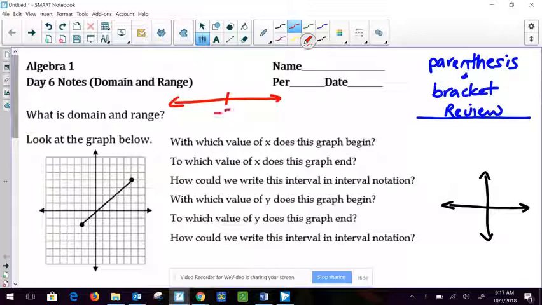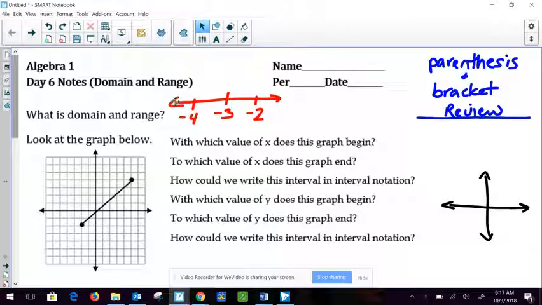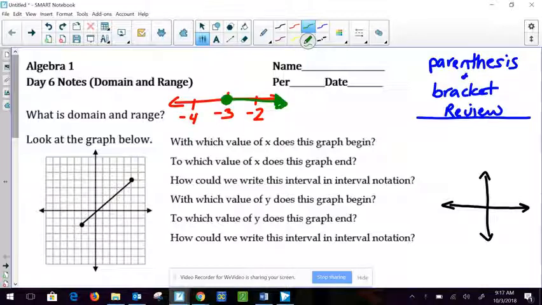I don't know, we'll say this is -3, -4, -2. And maybe it was a closed circle going all the way to the right. We said that the interval notation to represent that solution was -3 with a bracket, and it went all the way to positive infinity, and infinity always got a parenthesis. Well, if you compare that horizontal line to the horizontal line of a coordinate axis here, they look really similar. So when we're talking about domain, we're just talking about the x values like a number line.